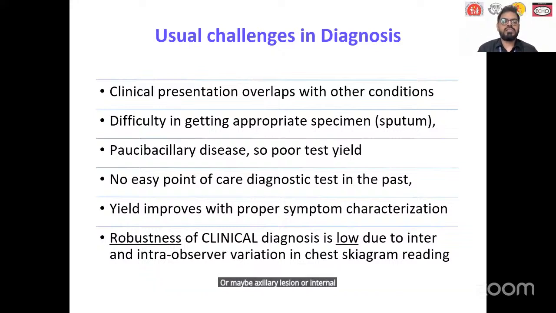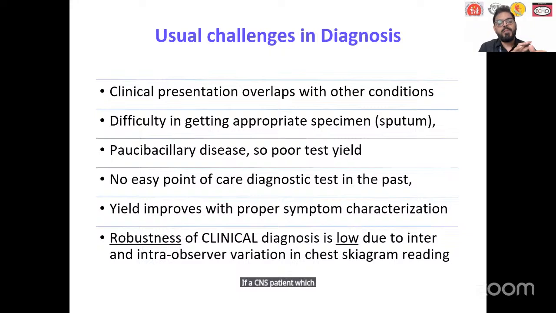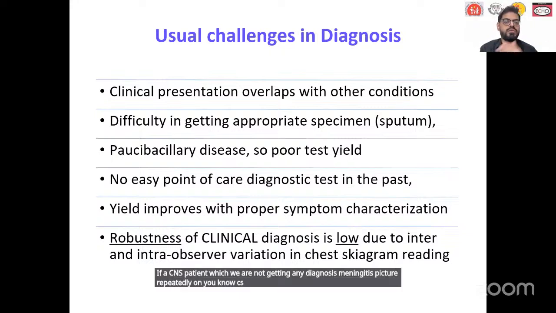Any long-standing symptom, like a chronic low back pain. We have picked up so many cases of Pott's spine which are coming with chronic low back pain or difficulty sleeping at night, or night pain. If a CNS patient is not getting any diagnosis, with a meningitis picture repeatedly on CSF examination, think of TB. Basically, any long-standing symptom pertaining to any system, we should think of TB as one of the diagnoses. So this is very important: keep TB as one of the differentials.